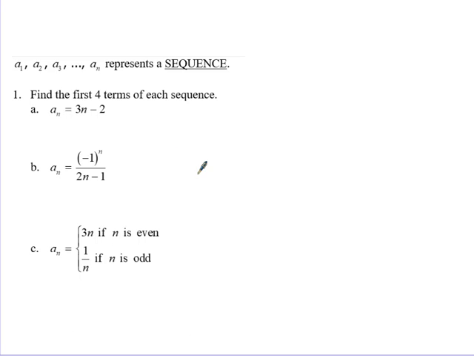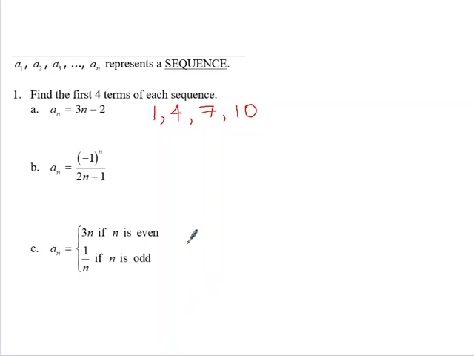So to find the first four terms of each sequence, we are going to plug in 1, 2, 3, and 4 for n. So if we plug in 1 for n, we have 3 minus 2, which is 1. If we plug in 2 for n, we have 6 minus 2, which is 4. If we plug in 3 for n, we have 9 minus 2, which is 7. And if we plug in 4 for n, we have 12 minus 2, which is 10. So the first four numbers in this sequence are 1, 4, 7, and 10.